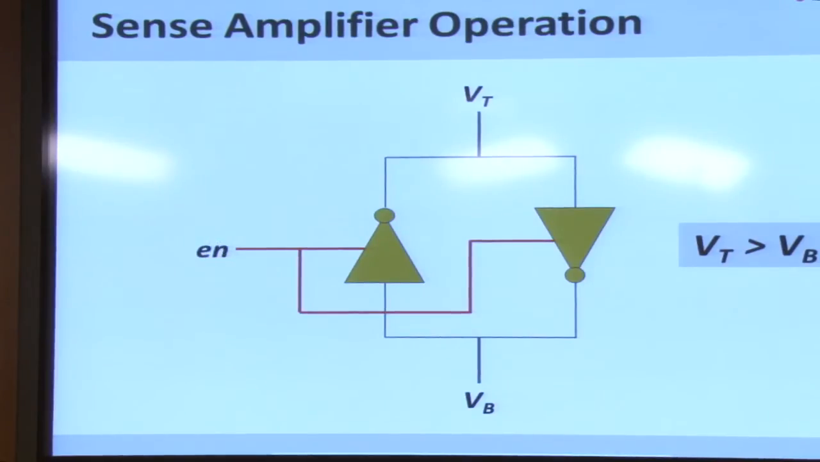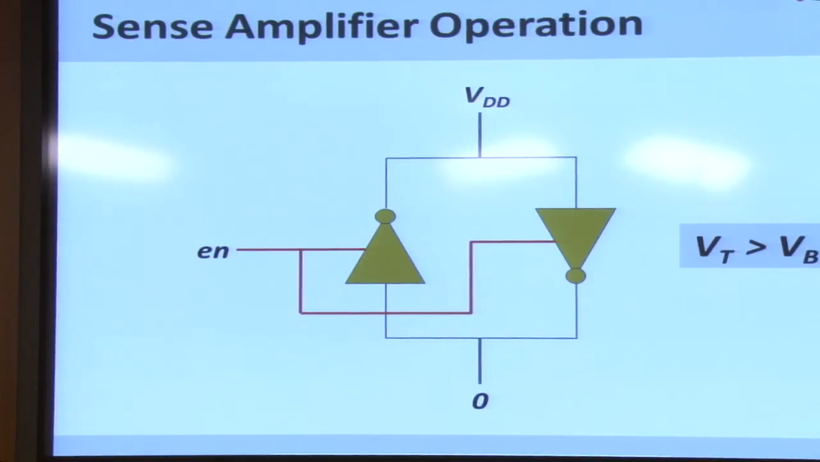So what happens if I enable the sense amplifier in this state? The sense amplifier is going to take the top to VDD and the bottom to 0. I'm not going to go into the details of how the sense amplifier actually does that, but it has to go to one of the two stable states, and this is the stable state that it goes to. And if VB was less than VT, then the sense amplifier would go to the other stable state.